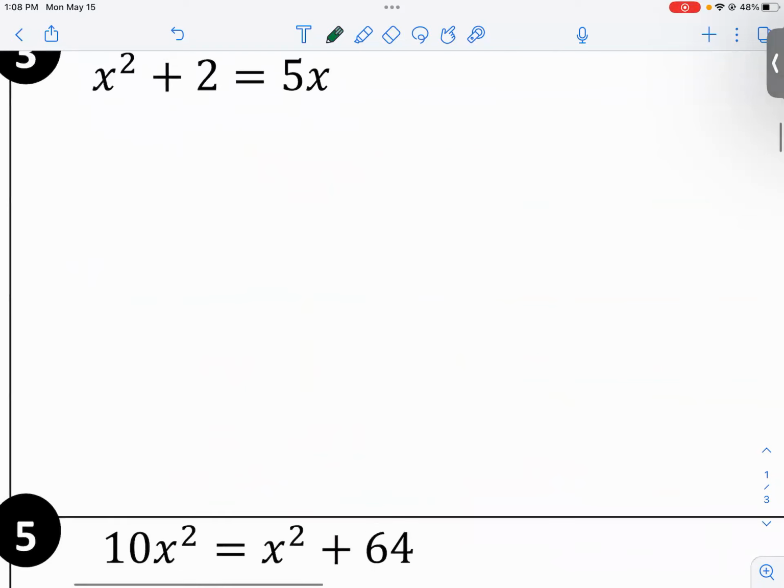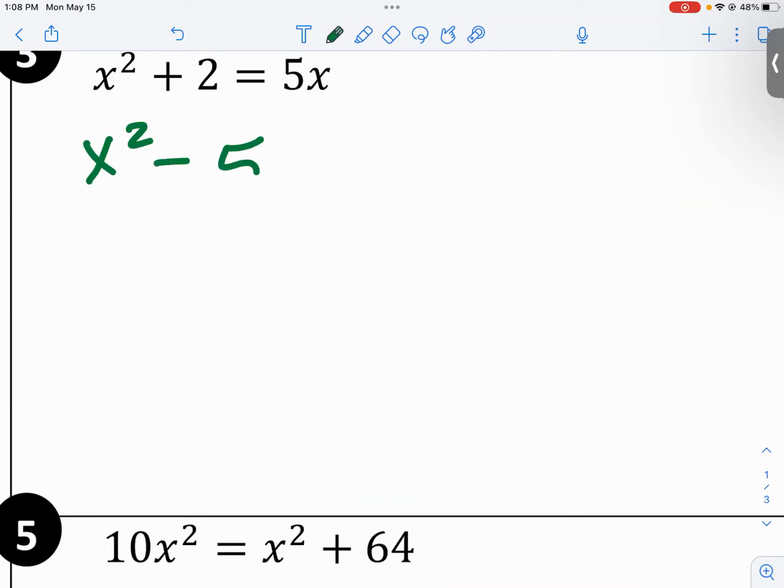All right, is number 3 ready to solve? No. All right, so let's go ahead and make it so it's ready to solve. I'm not really thinking of two numbers that multiply to +2 and add to -5. And that just doesn't seem like it's a possibility.